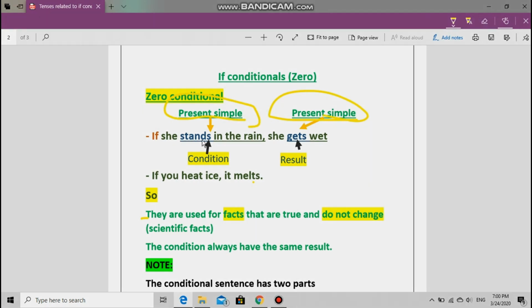Okay. If she stands in the rain, she gets wet. So for sure, if it was raining outside and I go there, I will never stay dry, I will get wet. So we use zero conditional only to talk about what? Facts, things that do not change, scientific facts.